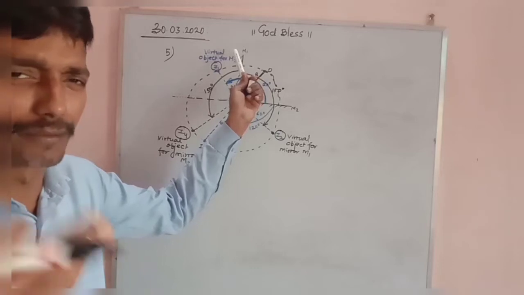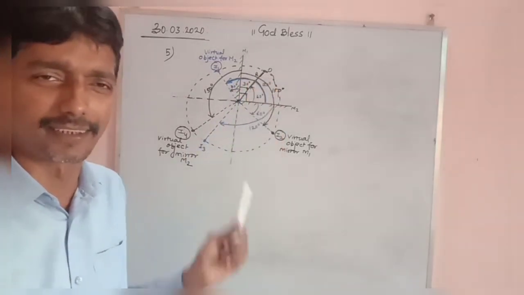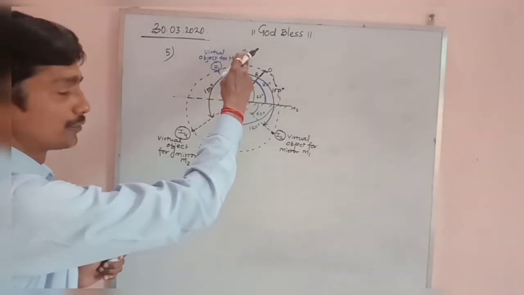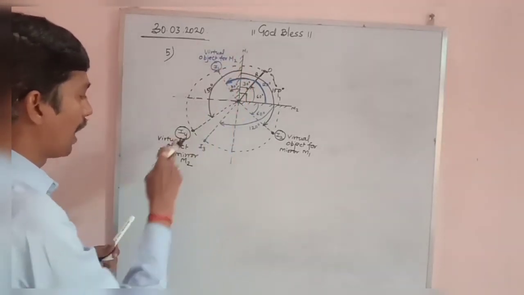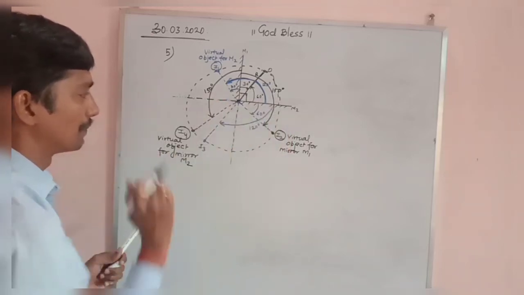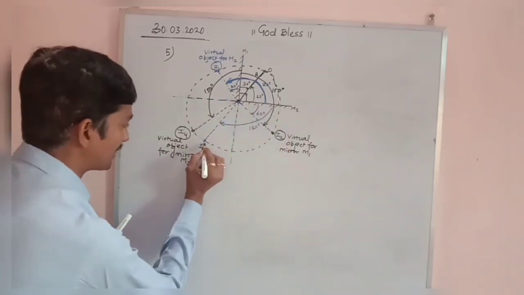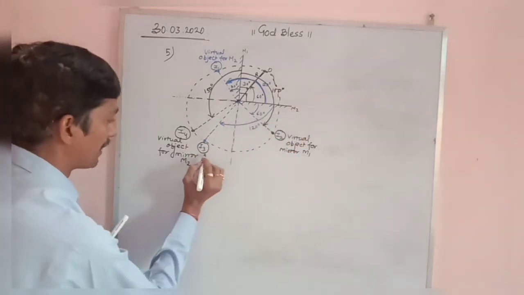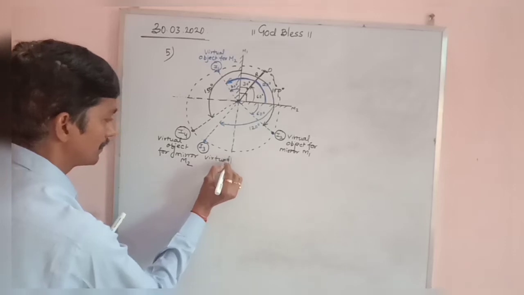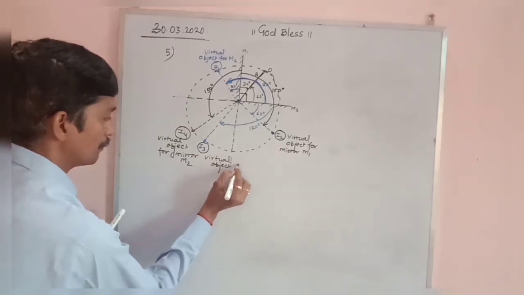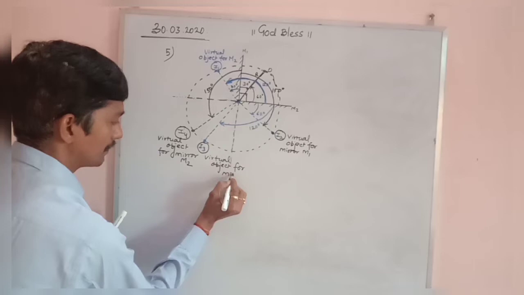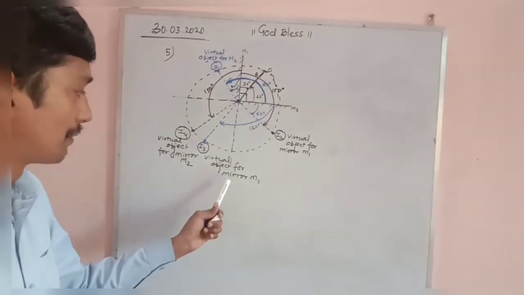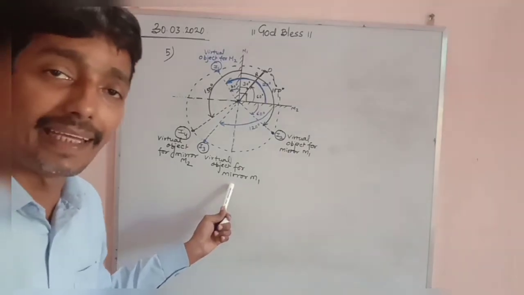Use logic now. We have done so many lectures on this. I4 was the image formed by M1. So if it is an image formed by M1, now it will be a virtual object for mirror M2. Similarly, I3 is the image formed by M2, so it will be the virtual object for mirror M1. But do you think this object for these two mirrors will make an image?